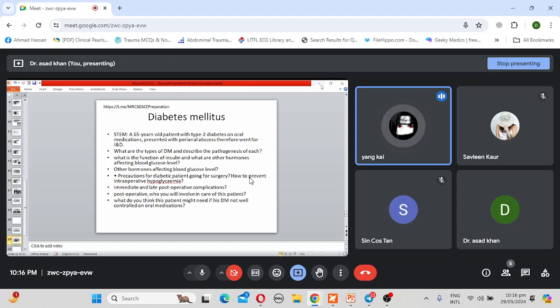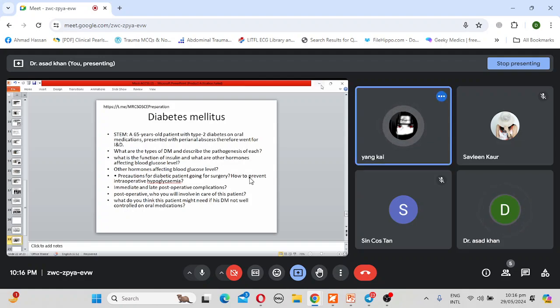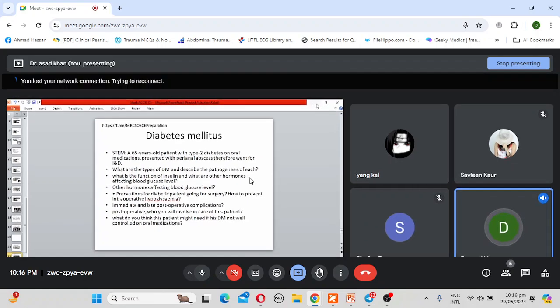Whereas in type 2, there is insulin resistance and a relative deficiency of insulin secretion by the pancreatic beta cells. What is the function of insulin? What are the hormones affecting the blood glucose level?